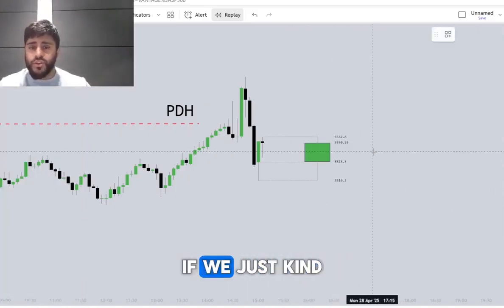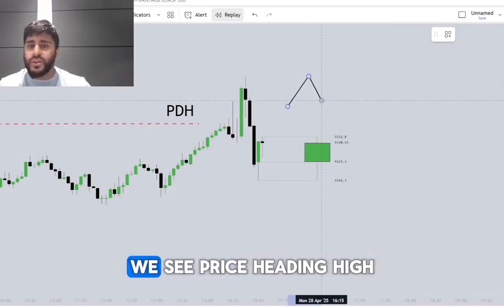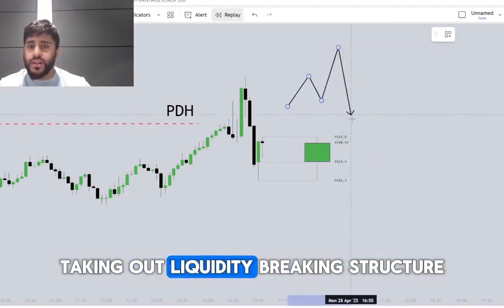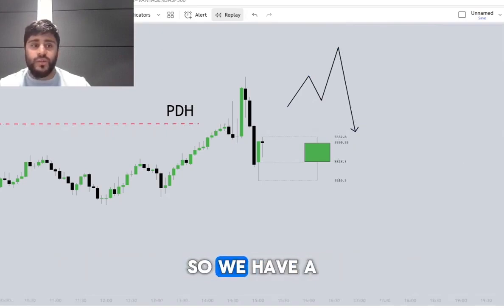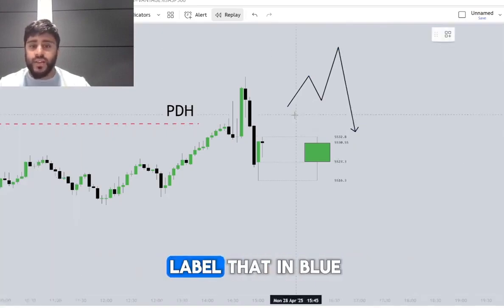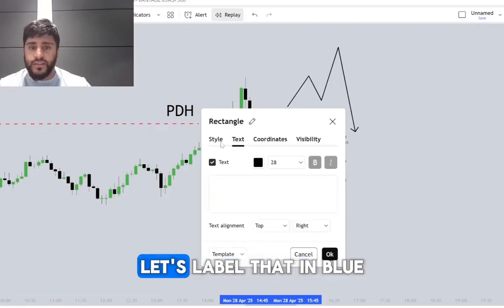So what's happening is, if we just draw a little schematic over here, we see price heading higher, taking out liquidity, breaking structure, and now we have a fair value gap over here, right? So we have a 5-minute fair value gap. I'm just going to label that in blue. This is the 5-minute imbalance over here.